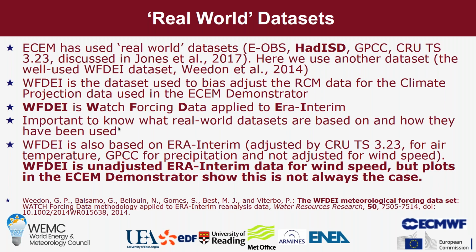But it's important to know what real-world data sets they have used in order to do this bias adjustment. And they've used similar ones to us. And the key point here is that they state that WFDEI is unadjusted ERA interim data for wind speed. But in the plots you're going to see, this isn't always the case. And this is probably a function of how the different groups have transferred the spatial scales of the data from the ERA interim grid to a latitude-longitude grid, and at what time steps they've done that.